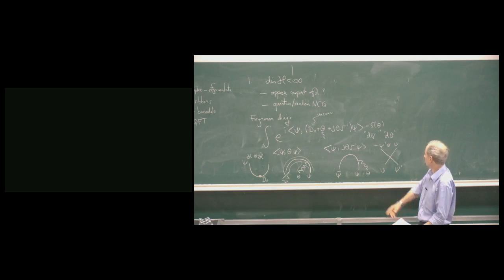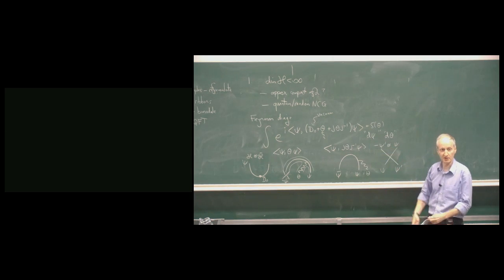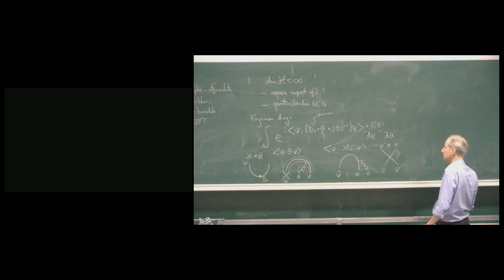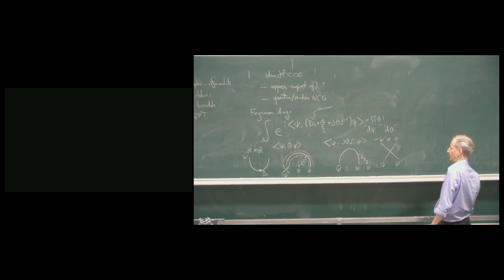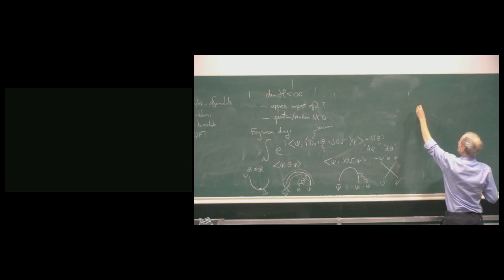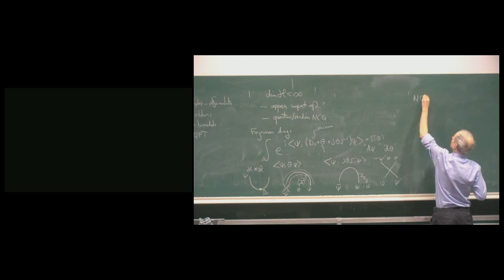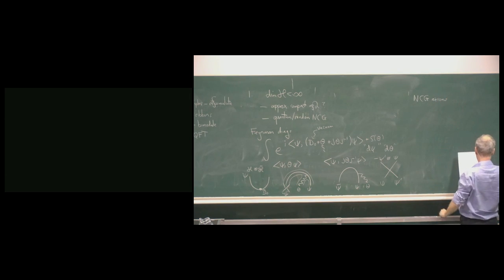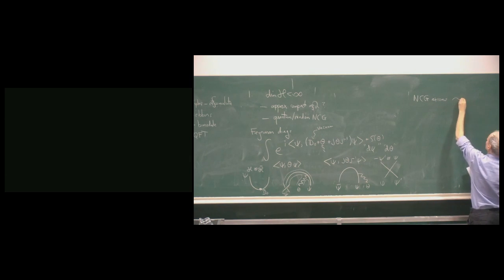So that would come from this, being a Grassmann integration and not ordinary integration. And what we learn from doing this is that the non-commutative geometry axioms become geometric relations on the diagrams.